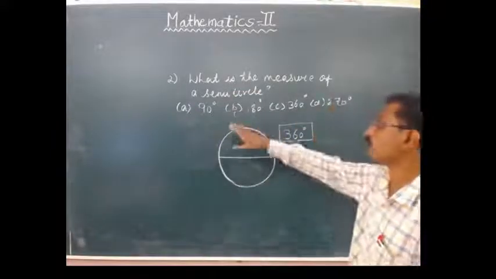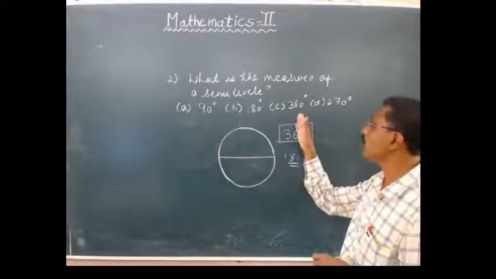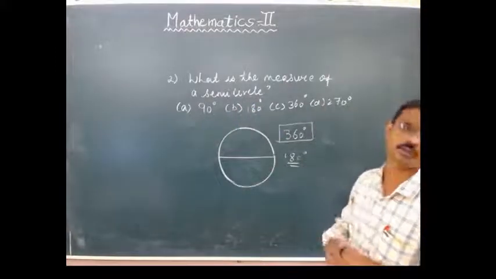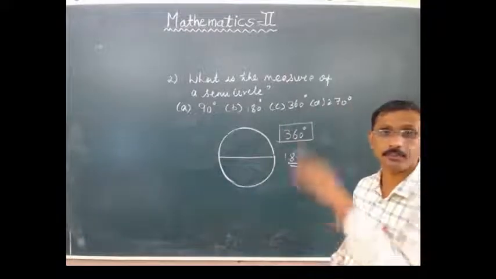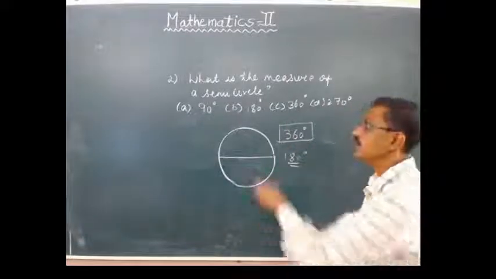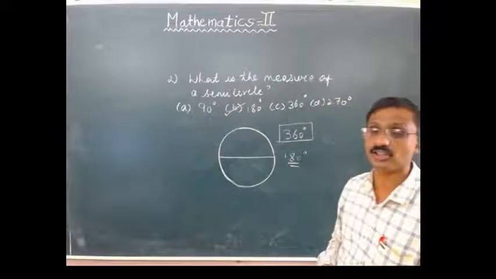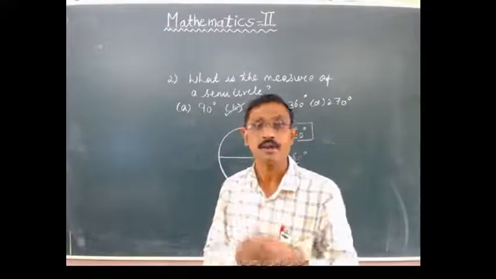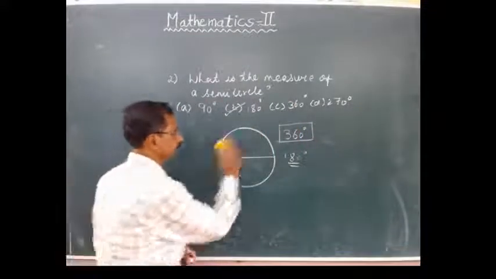Let's search in our options. Option A is 90, option B is 180 degrees, option C is 360, option D is 270 degrees. That means our option number B, 180 degrees, is correct. The measure of a semicircle is 180 degrees. So now let's move to the third one.